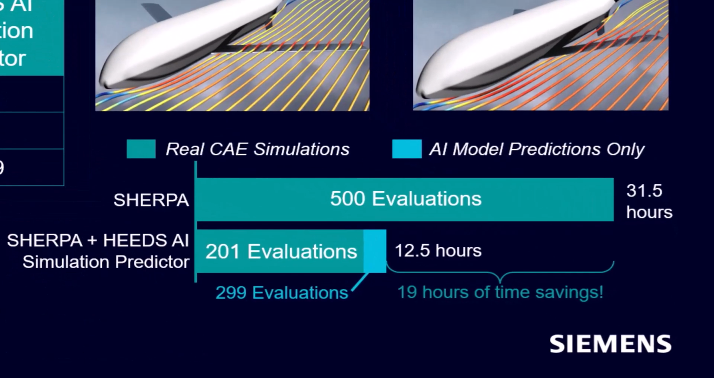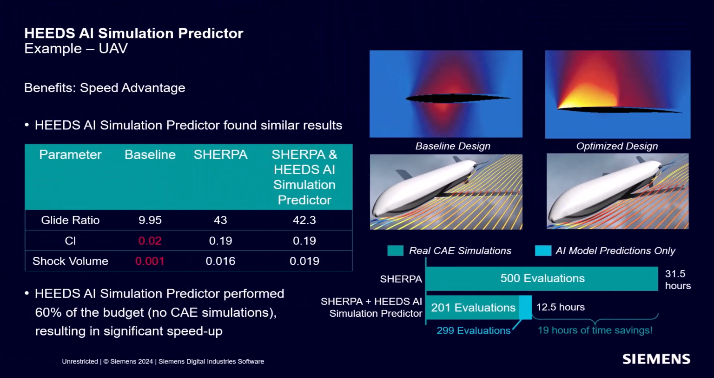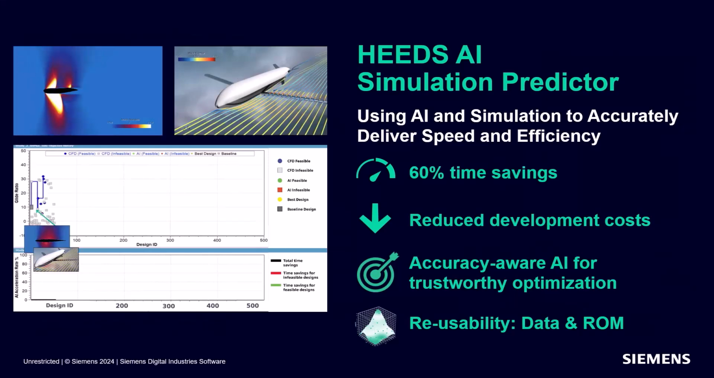Since only 201 designs out of the 500 total designs were performed with the real CAE simulations, and the other 299 designs came solely from AI predictions, drastic overall time savings were obtained. The benefits of HEEDS AI Simulation Predictor come into focus when considering the time savings, reduction in compute hardware, and development costs associated with this problem. In watching the animation on this slide, we can begin to appreciate how this is possible.